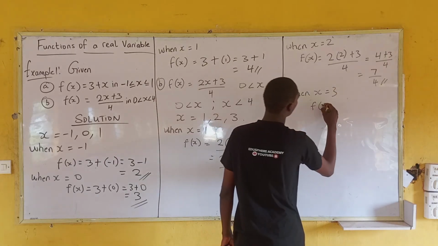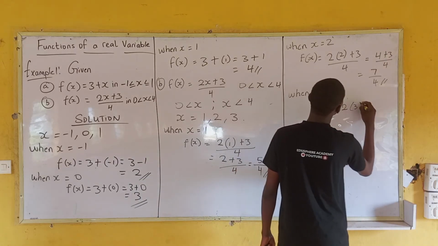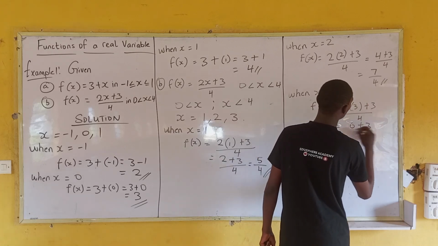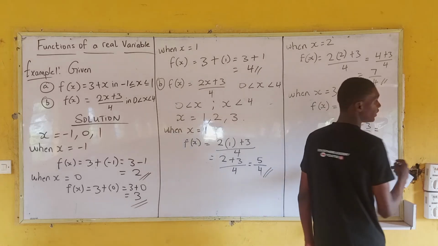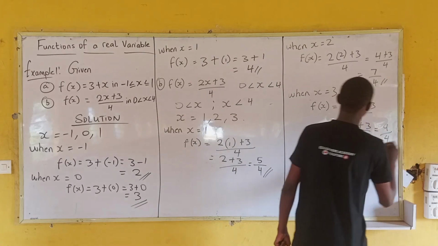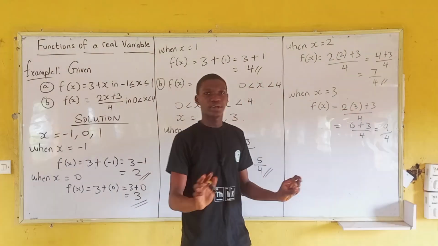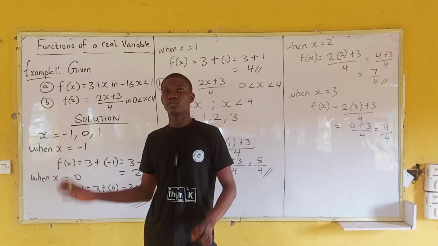So when x is equal to 3, our f of x will be 2 open bracket 3 plus 3 over 4, right? Which is 6 plus 3 over 4. 6 plus 3 is 9 over 4. So therefore, when x is equal to 3, f of x will be 9 over 4. And that will be our final answer. That's where we are going to stop for this question.